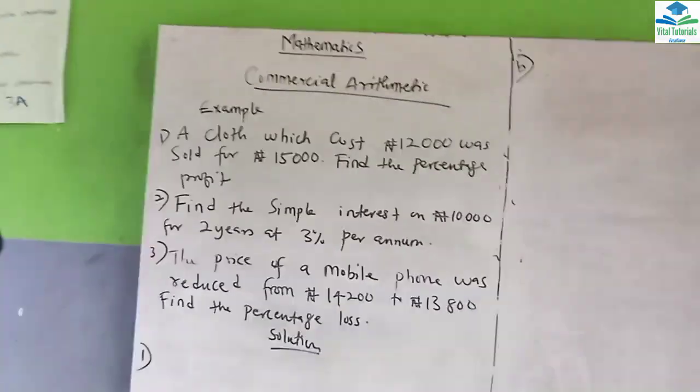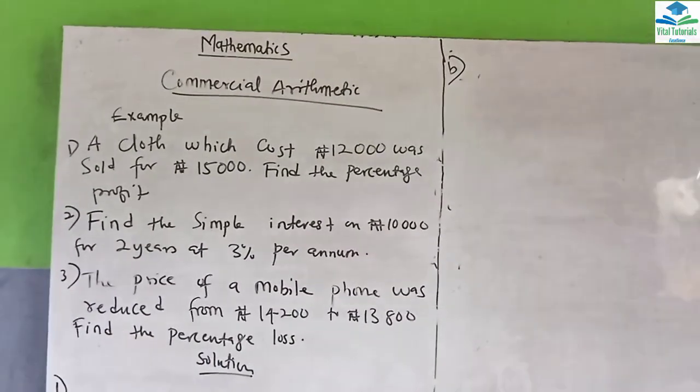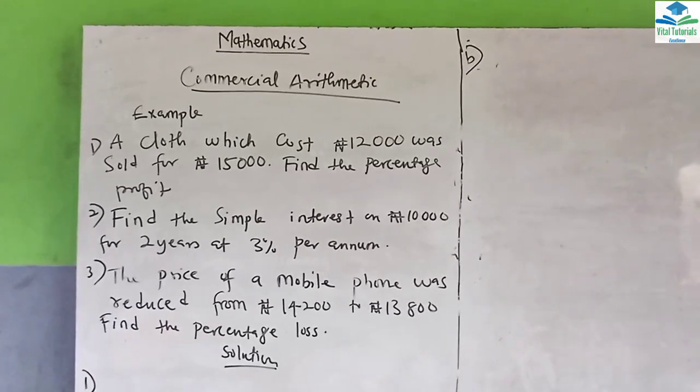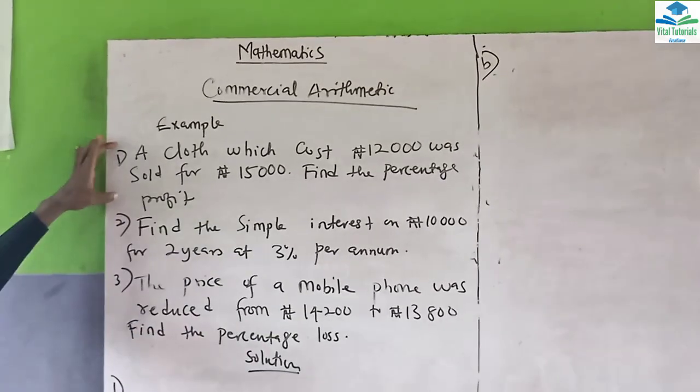Now this is commercial arithmetic. This has to do with arithmetic that involves everyday buying and selling. You can see the first question here.